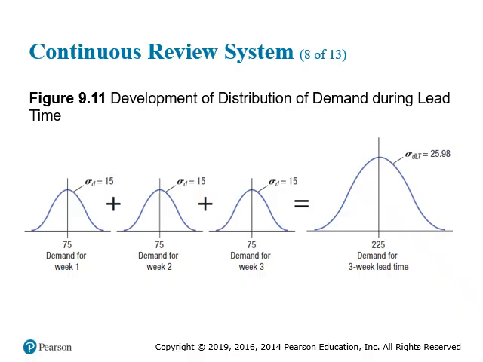In fact, if we take 15, the standard deviation of weekly demand, and multiply it by the square root of 3, since we're talking about 3 weeks, then we end up with a standard deviation of demand for a 3-week period of 25.98. It's not 45. So we're using the square root of 3 instead of 3 as the multiplier times the standard deviation for 1 week to get the standard deviation for this 3-week distribution.